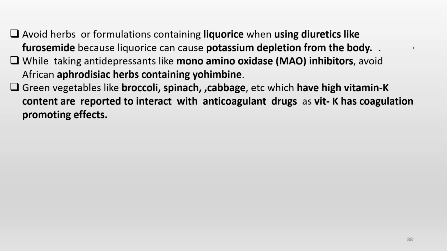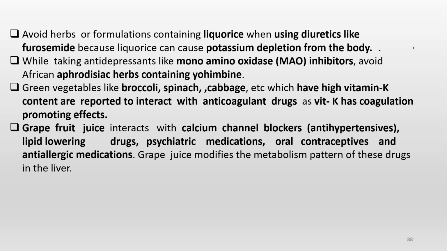Green leaves like broccoli, spinach, cabbage, etc., which have high vitamin K content, are reported to interact with anticoagulant drugs, as vitamin K has a coagulation promoting effect. Grape juice, as we have already discussed, interacts with calcium channel antihypertensives, lipid lowering drugs, psychotic medication, oral contraceptives and anti-allergic medications. Grape juice modifies the metabolism pattern of these drugs in the liver.